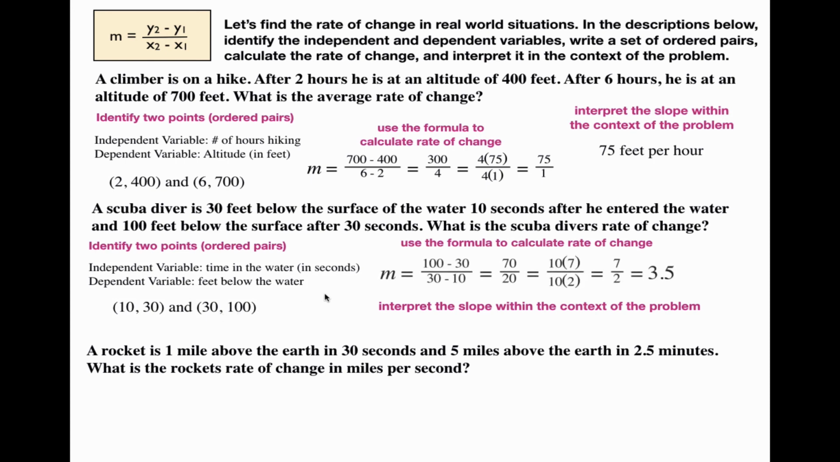Using the formula to calculate the rate of change, we have 7 over 2, or 3.5. Now, 7 over 2 what? Because our dependent variable is feet below the water, that would refer to 7 feet, every 2 what? In this case, every 2 seconds. And this reduces to 3.5 over 1, or 3.5 feet per second.